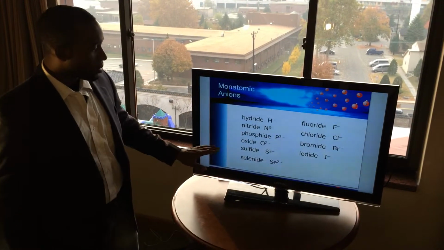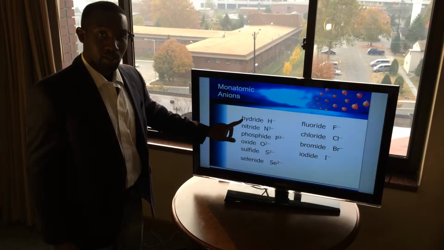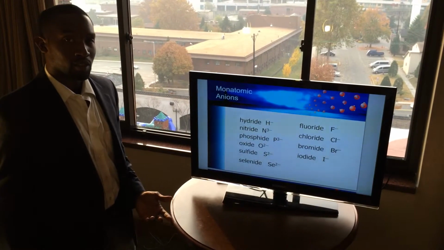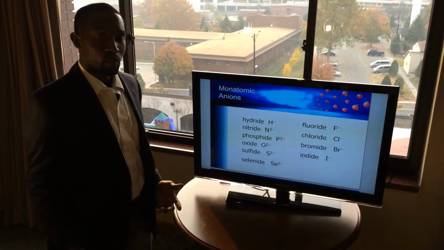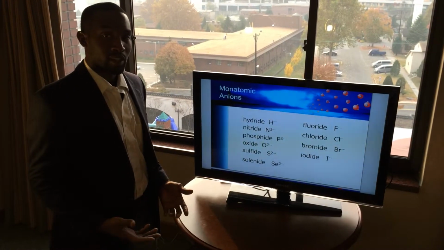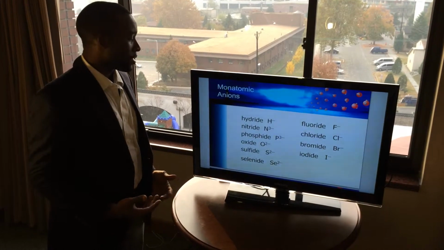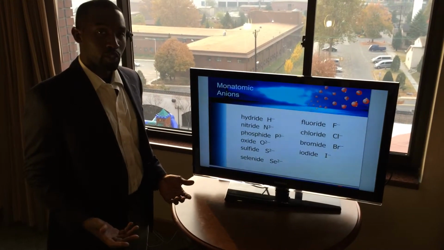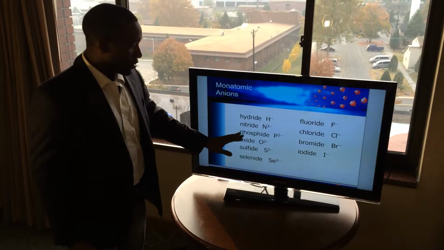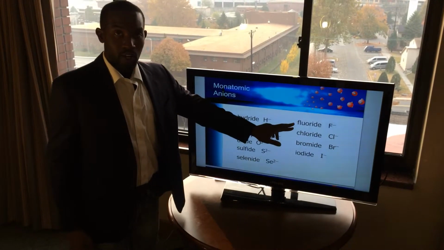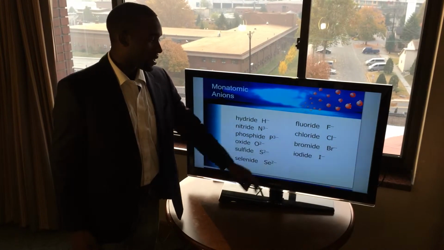So you want to be able to recognize the name, the chemical symbol, and you should also practice pronouncing these so that when you go into different courses and when you're reading the text, you'll have a mental picture as well as a mental pronunciation. So you have phosphide, oxide, sulfide, selenide, fluoride, chloride, bromide, iodide.